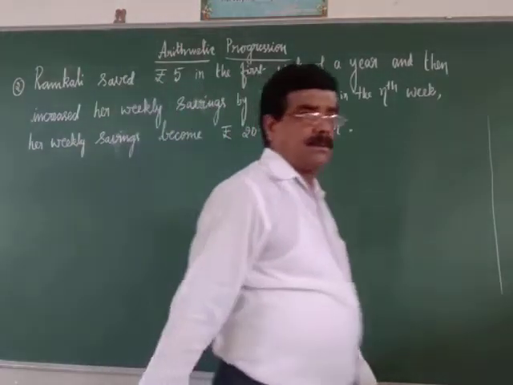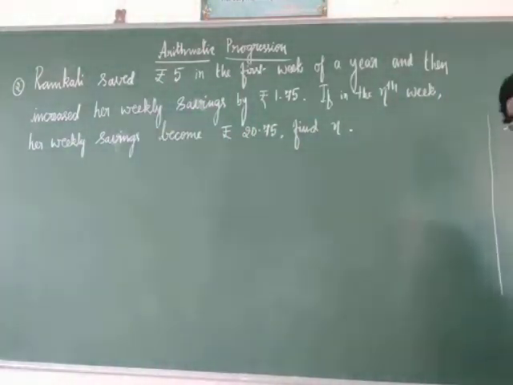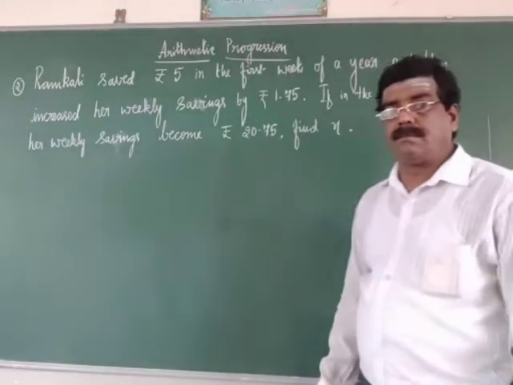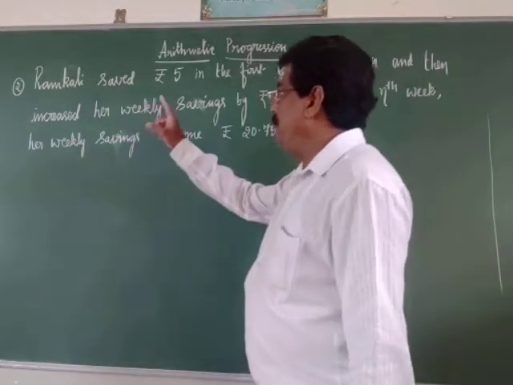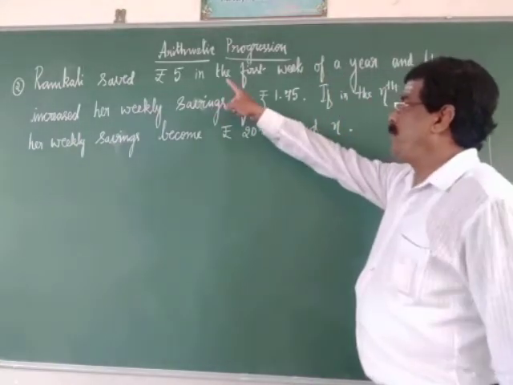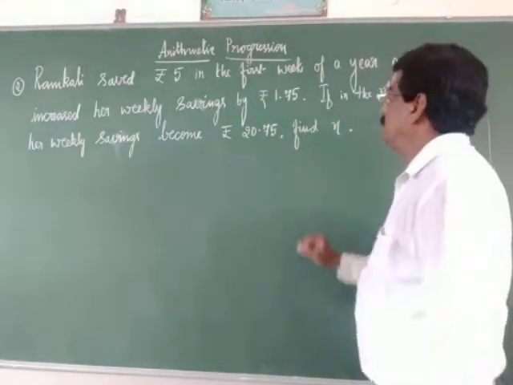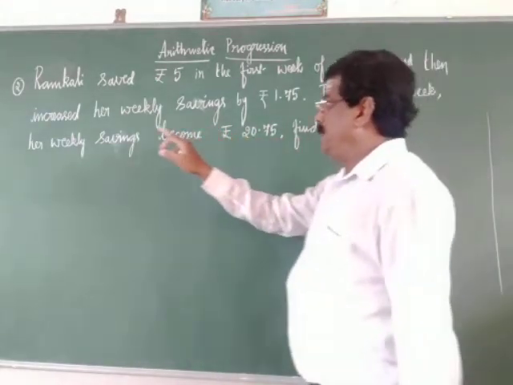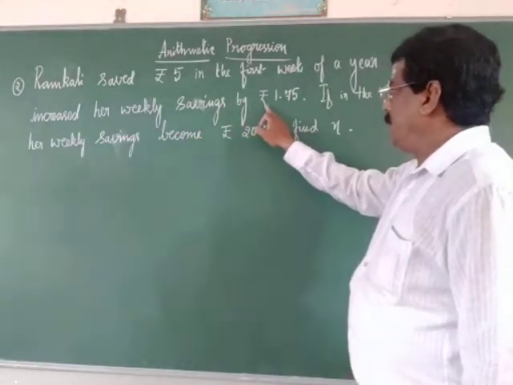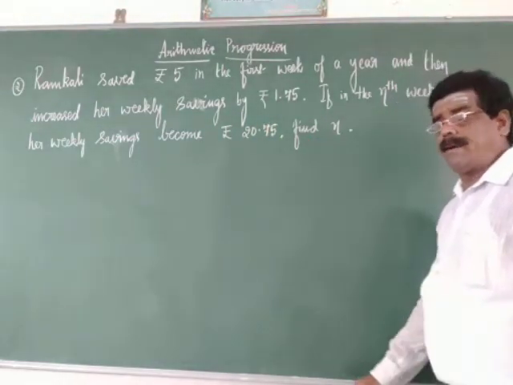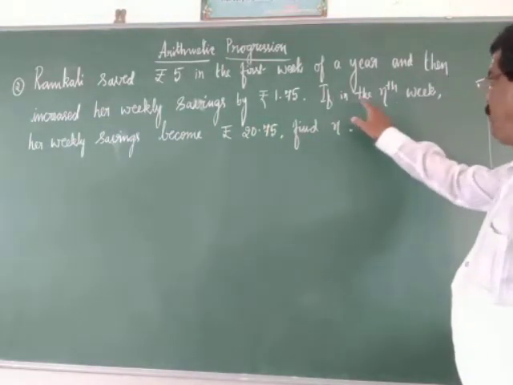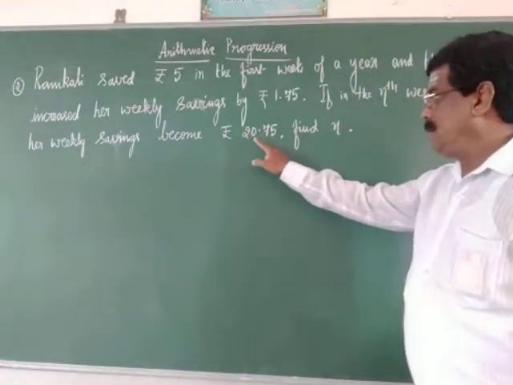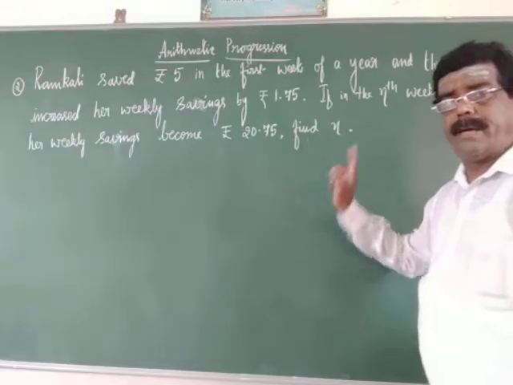Yes, children. Here is the next sum now. That is in the textbook the last sum in this exercise. Ramkali saved rupees 5 in the first week of a year and then increased her weekly savings by rupees 1.75. If in the nth week her weekly savings become rupees 20.75, find n.